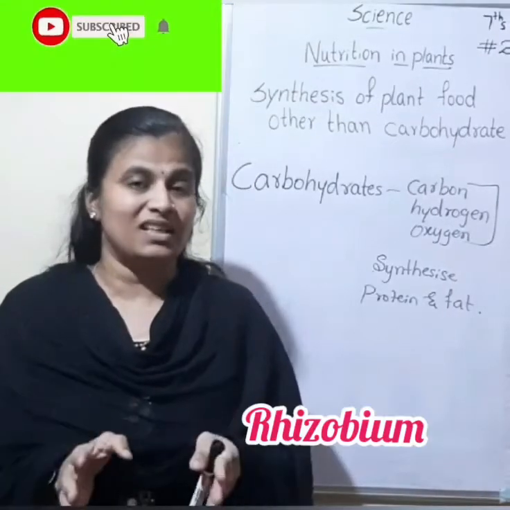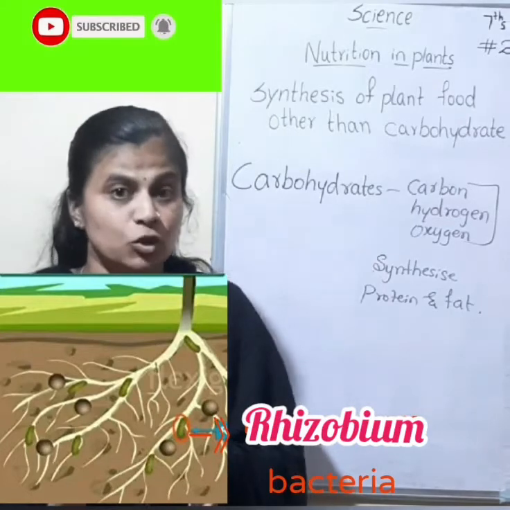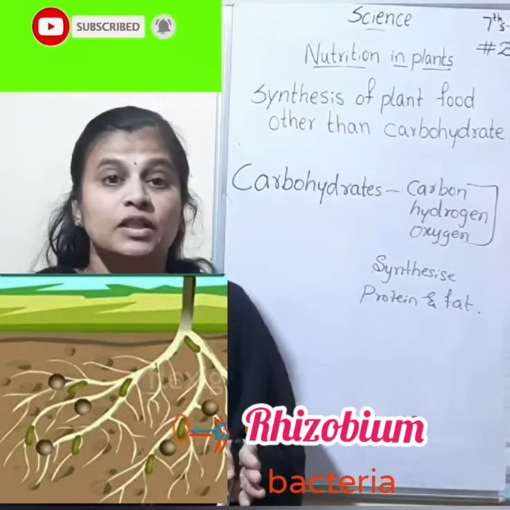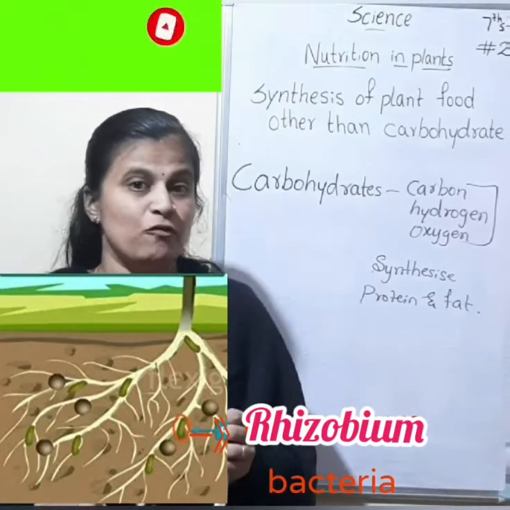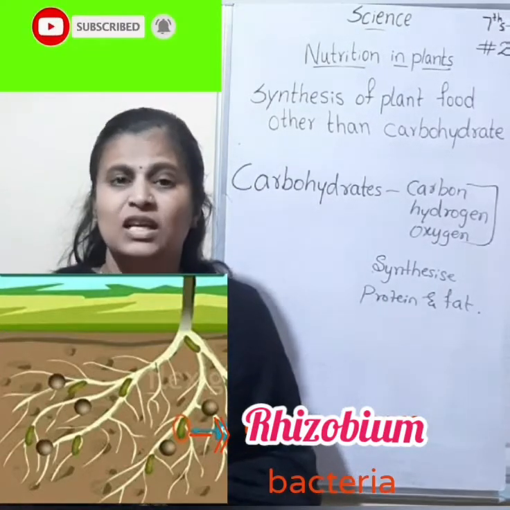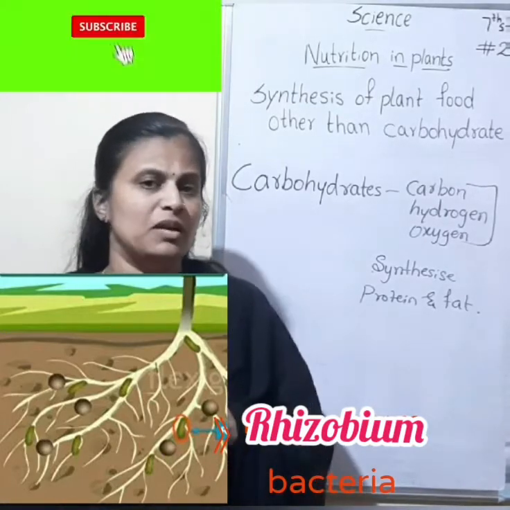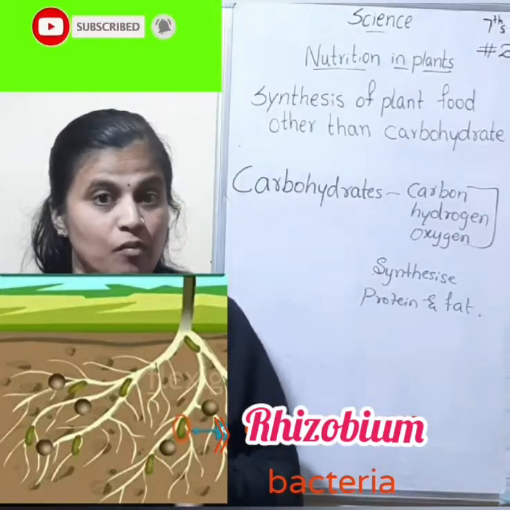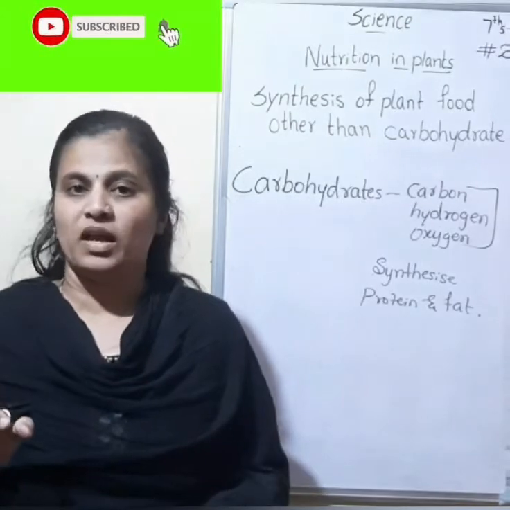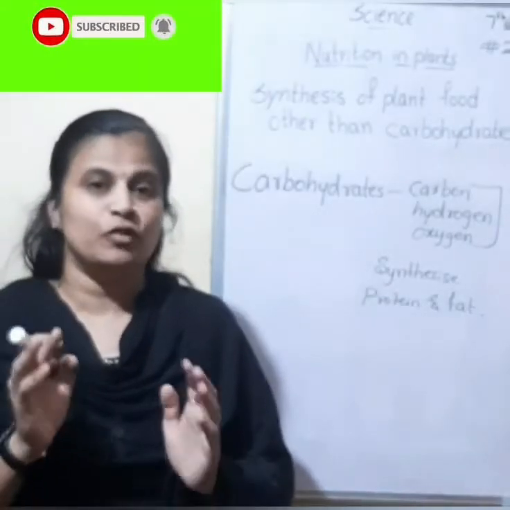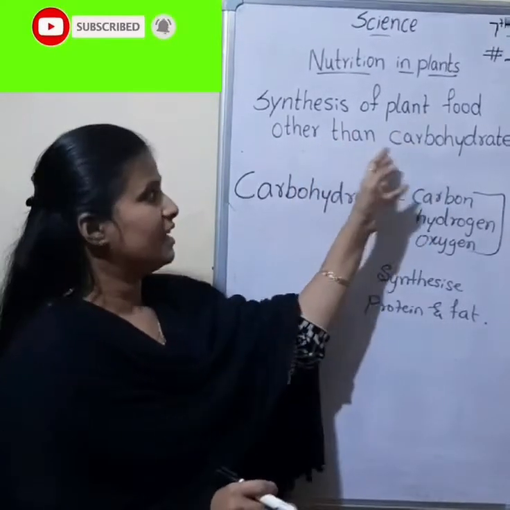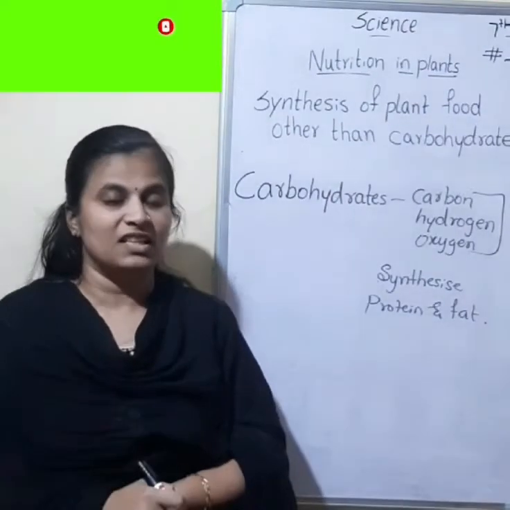There is a bacteria in the soil named Rhizobium. It converts the gaseous nitrogen into usable form, and that usable form of nitrogen is absorbed by the roots, and that need will be fulfilled. You might have seen farmers adding fertilizer rich in nitrogen to the soil. This is also another way through which a plant fulfills its need of nitrogen. So this is the way synthesis of plant food other than carbohydrate, that is protein, takes place in the plant.